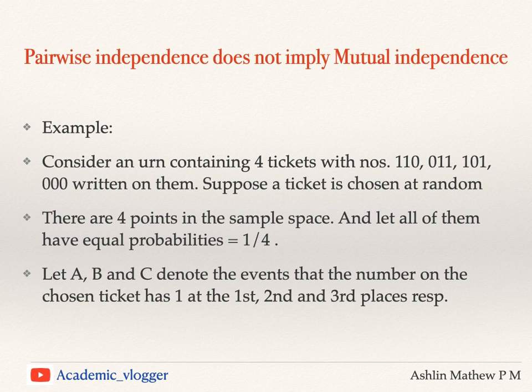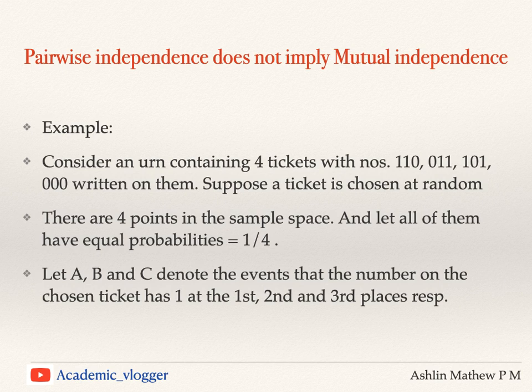So here is an example. We consider an urn containing 4 tickets with numbers 110, 011, 101 and 000 written on them. So we have 4 tickets. Suppose a ticket is chosen at random. We have to choose 1 ticket at random, so each ticket has a probability of 1 by 4, an equal chance. Now let A, B, C denote the events that the number on the chosen ticket has the digit 1 at the first, second and third place respectively.